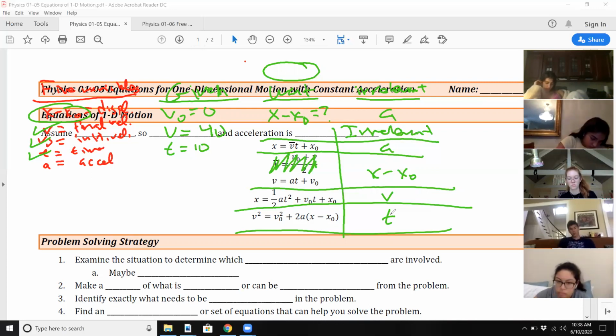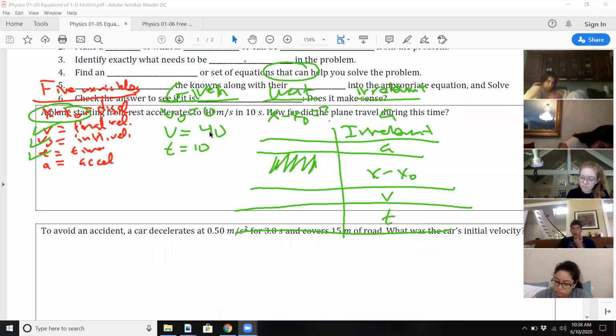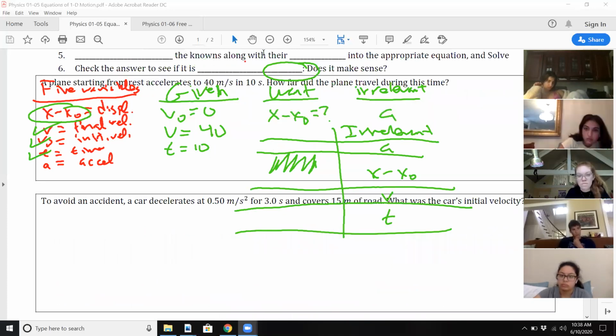So if acceleration is irrelevant for this problem, which equation am I using here? So Sophia, what do you think? The first one. Totally, thank you. That's what I'm going to do. So now I'm going to scroll back down. I'm going to erase this other junk here because we don't need it.